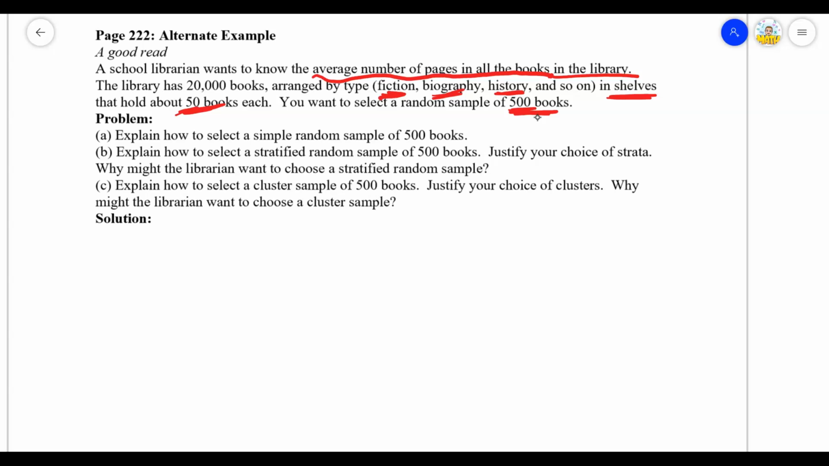So a couple different ways that we could sample these books, right? First one would be, how do we get a simple random sample of 500 books? Well, we just number all the books from 1 to 20,000.